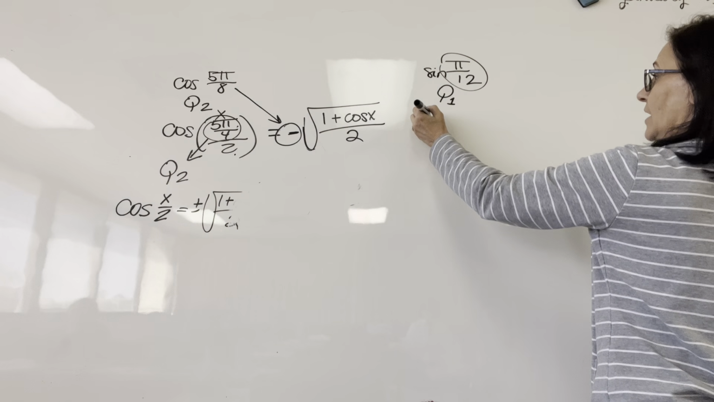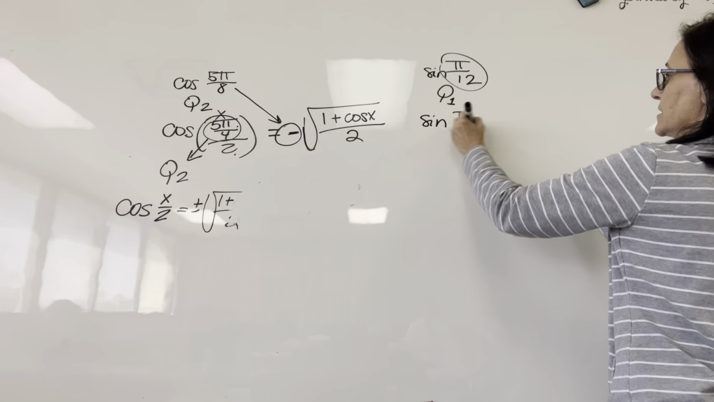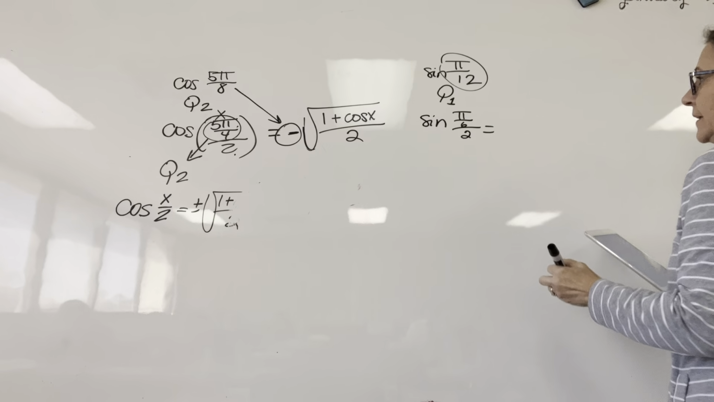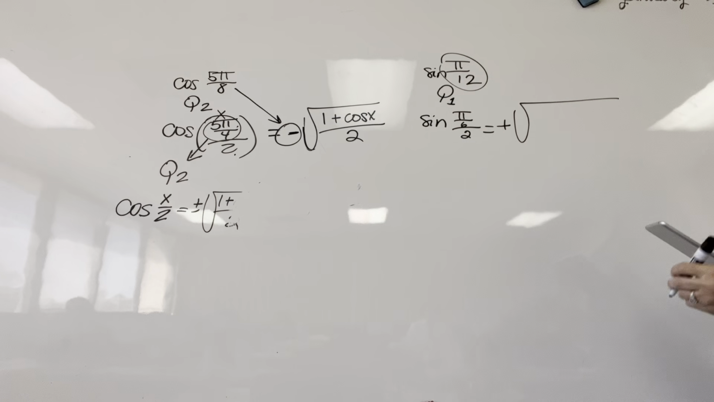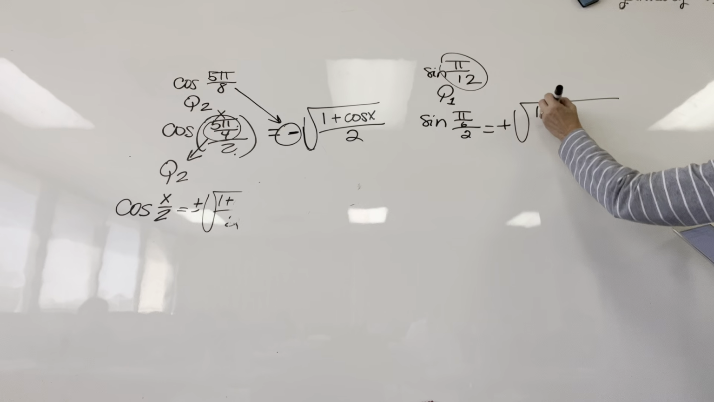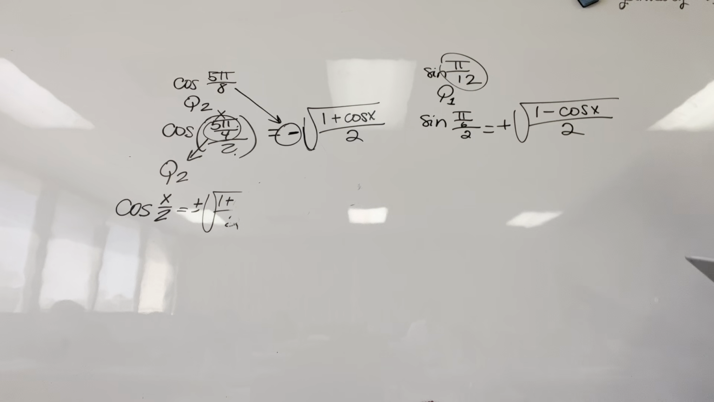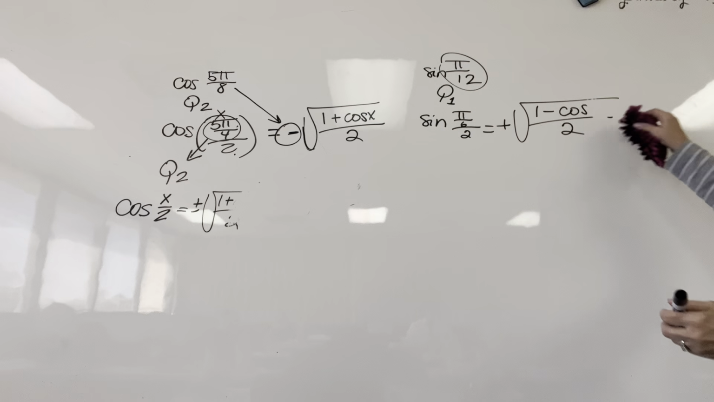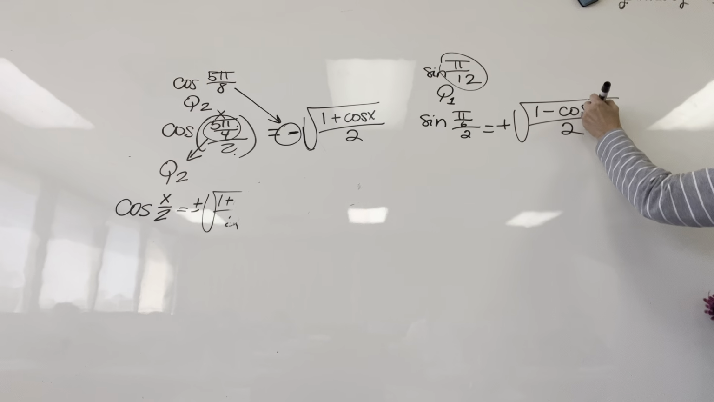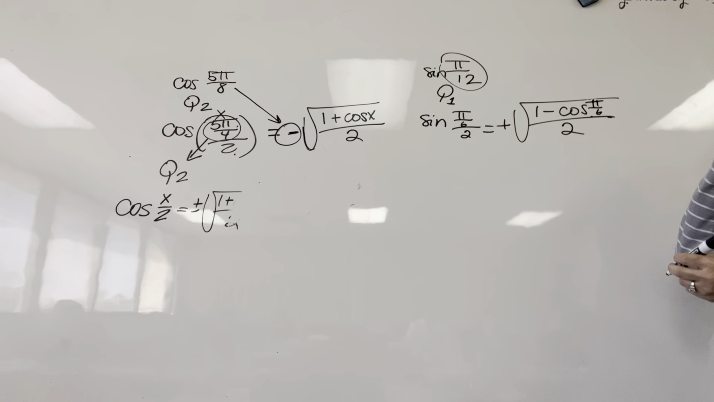All right, so I'm going to do the sine of pi over 6 over 2. And I know I want it to be plus. Cosine is positive, sine is negative, but it's still cosine. Well, now we're looking at pi over 6. All right? What's the cosine of pi over 6? Square root of 3 over 2.